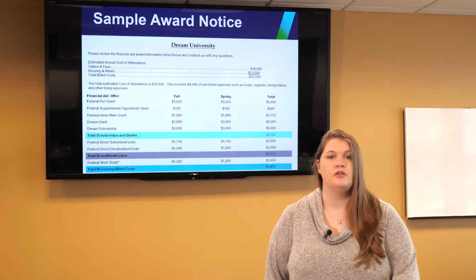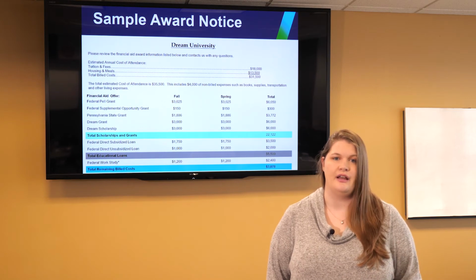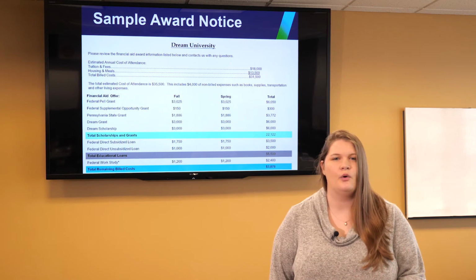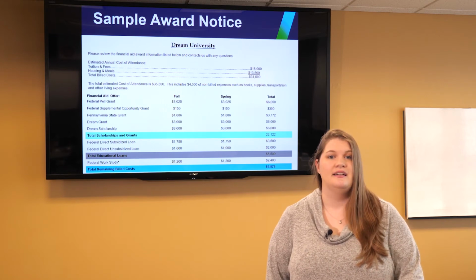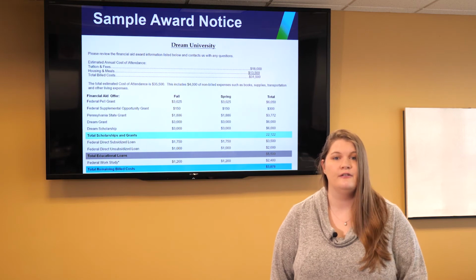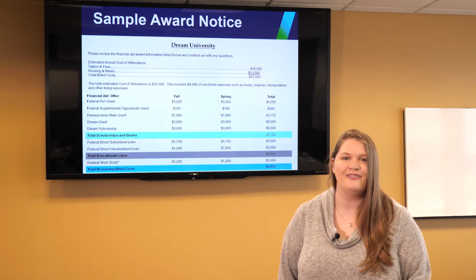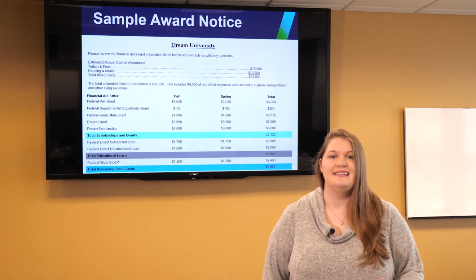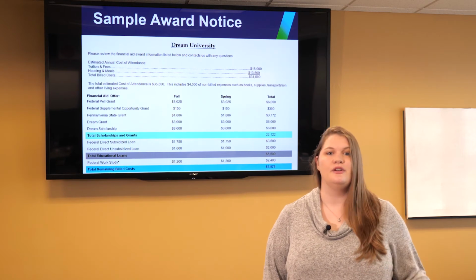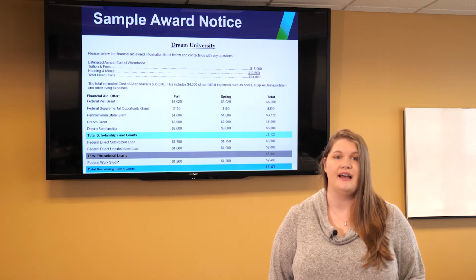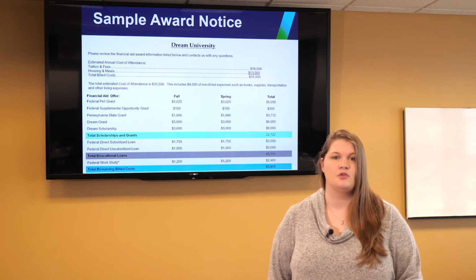It also shows you the loans that are being offered to you, the student. Again, do you understand? Are there any academic requirements that you have to meet to make sure you maintain this aid year after year? If, like Dream University, they're offering you a scholarship, what requirements do you have to meet? Is it a one-time scholarship or is it renewable? These are very important things to make sure you really understand before you commit to a specific school.